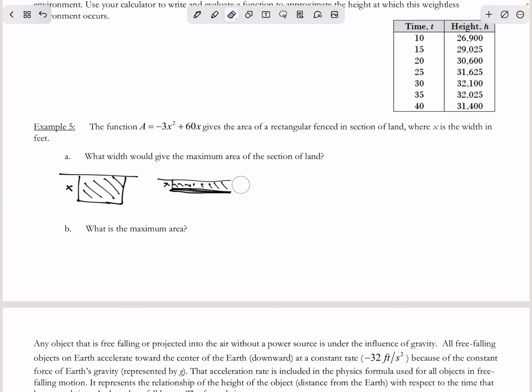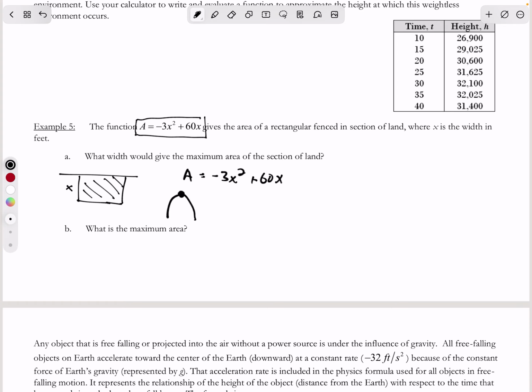So anyway, don't really worry about that. Just go by the equation that they give you. Depending on the value of x, the area is negative 3x squared plus 60x. Well, this is just a parabola. It's a downwards opening parabola because a is negative. And remember that whenever they talk about a maximum or a minimum, you're going to be looking at the vertex.